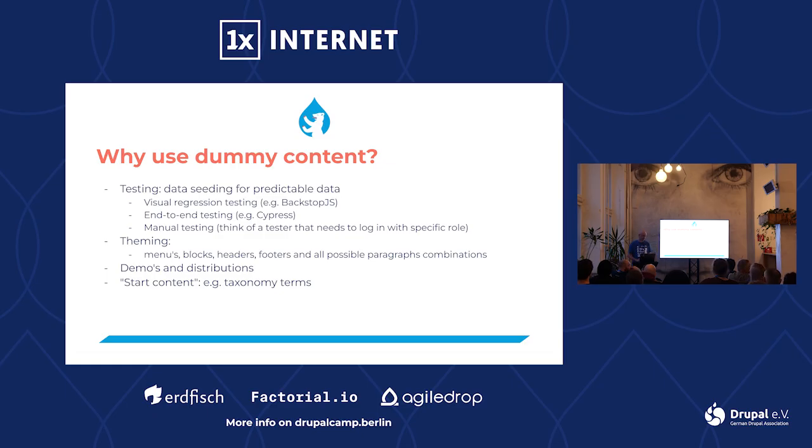So for theming, it's also very useful. Then, of course, for demos and distributions, it's great to have dummy content in there because it showcases the stuff that you built. And you should also think of having a kind of starting content. Sometimes when you build a new website, the configuration alone is not enough. Sometimes you also need content in there. You could think, for example, of taxonomy terms, vocabulary like topics. Your client might expect that there's already a whole set of taxonomy terms available in the website even before starting filling it out.